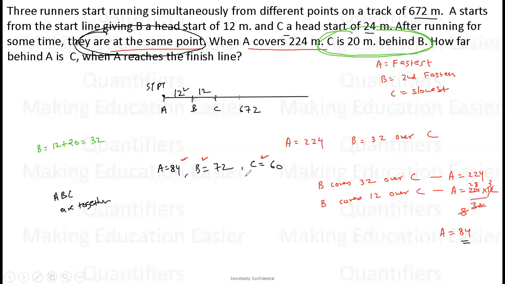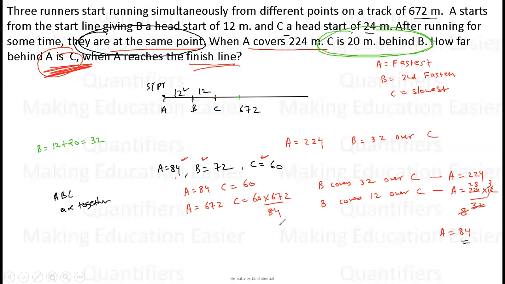Now, students, we can just apply unitary method. We need to find a relation between A and C. How far behind A is C when A reaches the finishing line? Now, if you look at A and C, you know that when A is doing 84, C is doing 60. So when A will cover 672, how much will C cover? C will cover 60 into 672 by 84.